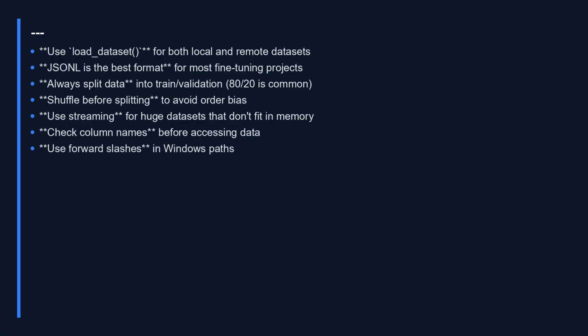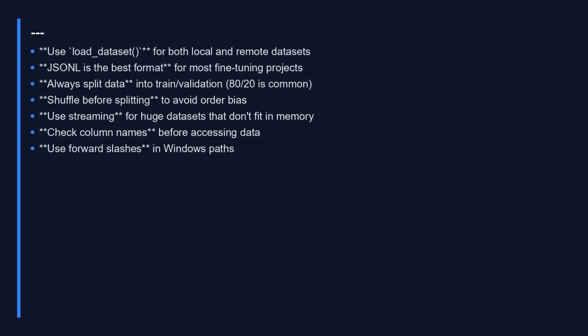Use load_dataset for both local files and remote hub datasets. The interface is identical. JSONL is the most practical format for fine-tuning work. Always split into train and validation sets. 80-20 is the standard starting point. Shuffle before splitting to eliminate ordering bias.